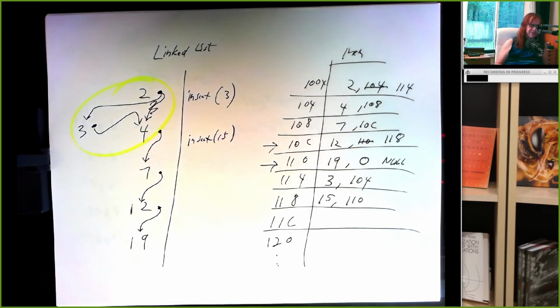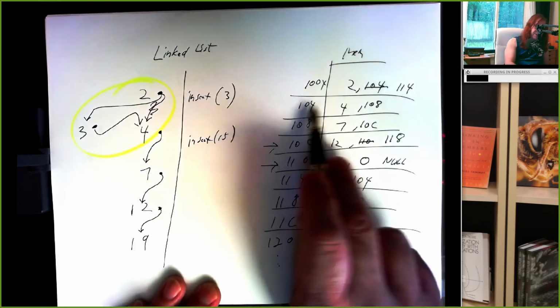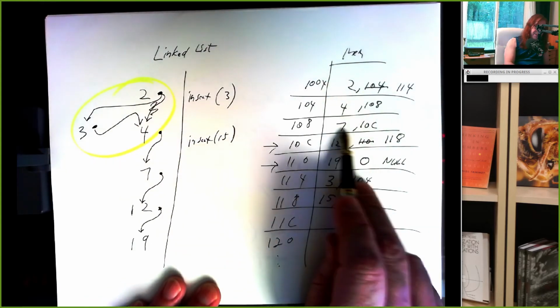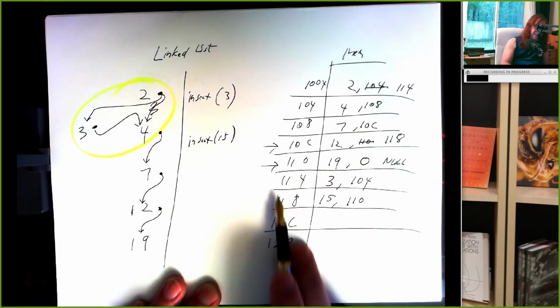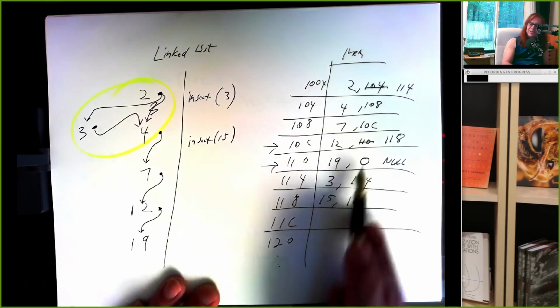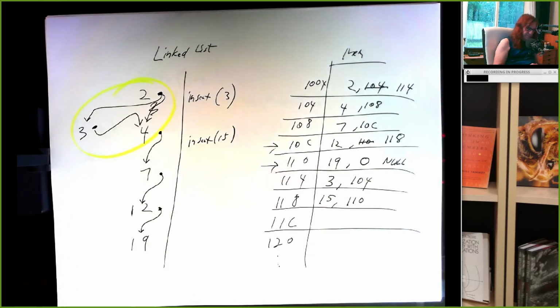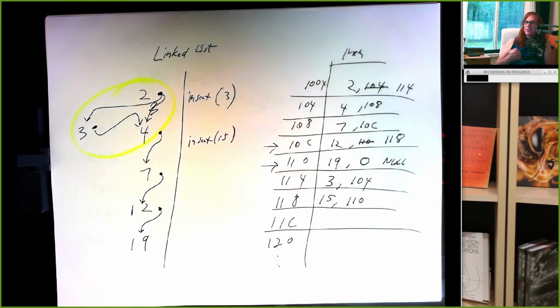And we can check our list again. We start with a 2, followed by a 3, followed by a 4, followed by a 7, followed by a 12, followed by 15, followed by 19, and that's the end of the list. So our data is still sorted, but it's only taking a fixed number of operations to insert our number into the list.